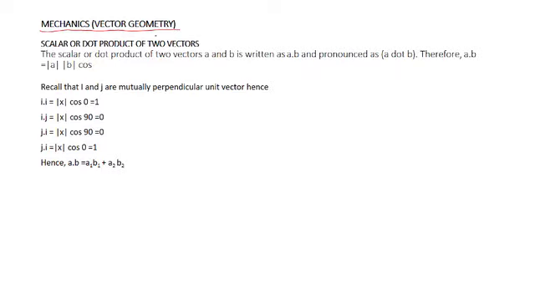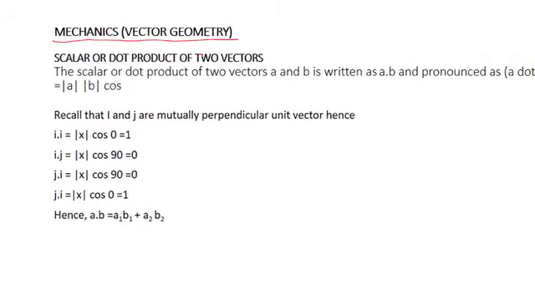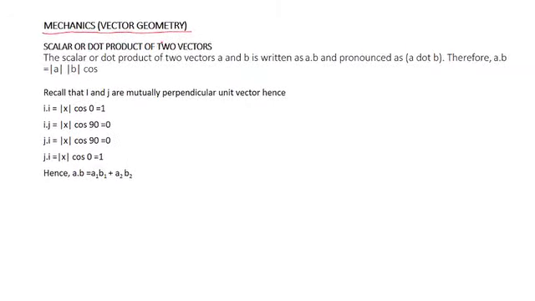Okay, welcome back. When we talk about mechanics, as in vector geometry, there are so many things we really need to take into consideration. Now let's go into a detailed analysis of what we have right in front of us. We discussed something last time about mechanics, dynamics and statics. Today we want to talk about the scalar or dot product of two vectors.